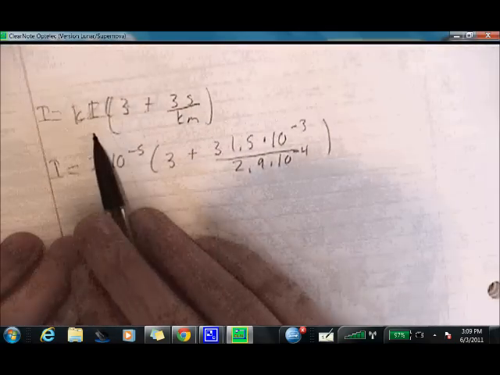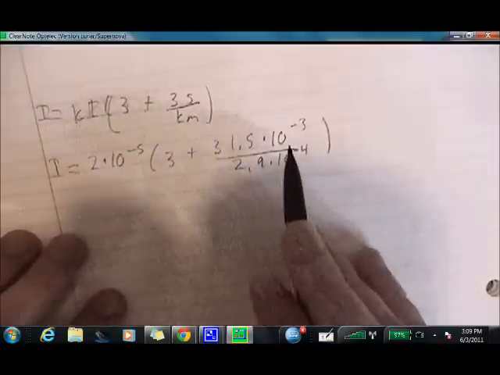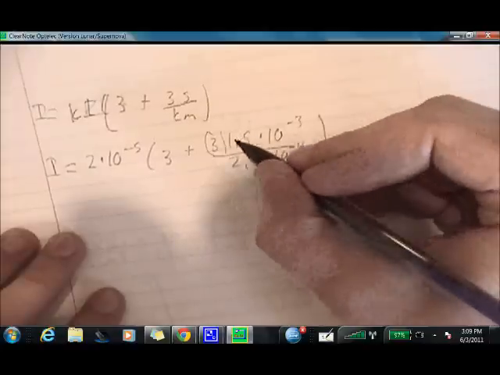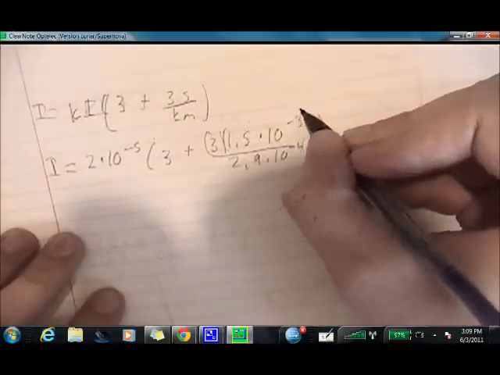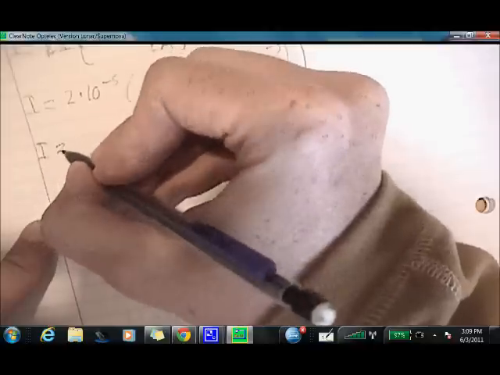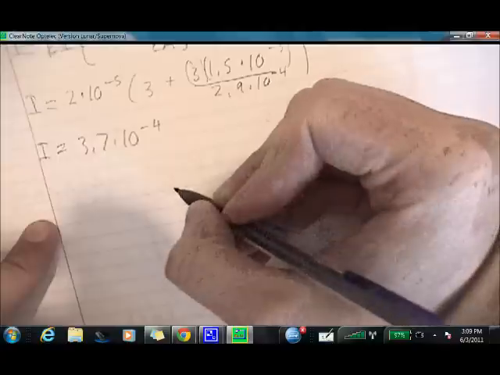So basically what this is looking like is this, and then you plug it in, and this is what your equation looks like. This is 3 times 1.5. And your I should equal 3.7 times 10 to the negative fourth.